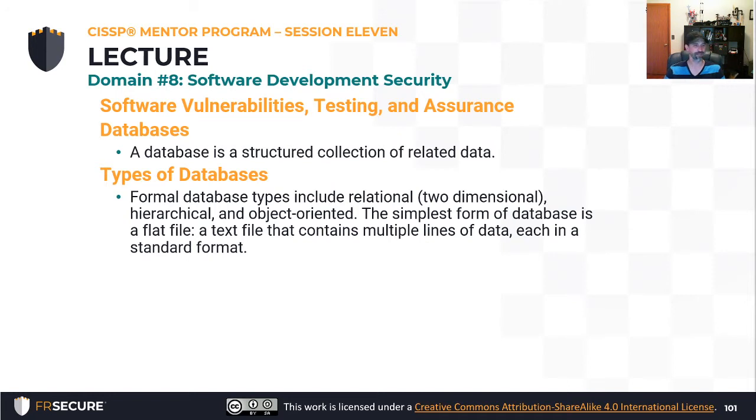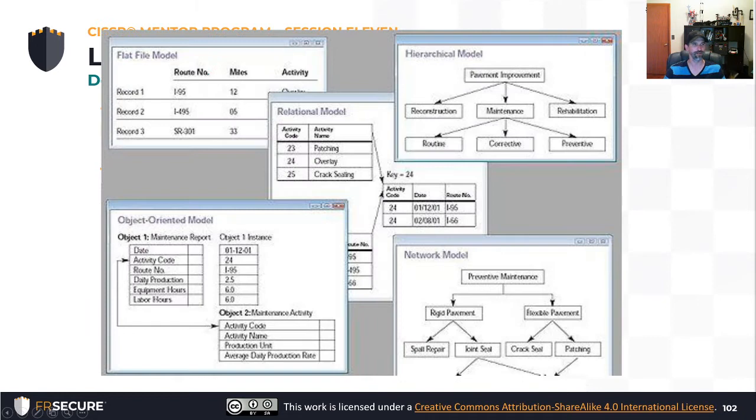Databases, so we're going to go over some different types of databases. Formal database types include relational, which are two-dimensional, hierarchical, and object-oriented. The simplest form of a database is a flat file. Any text file that has multiple lines in a standard format is considered a database. Here's your flat model, hierarchical model, right? So you can see the relationship structure.